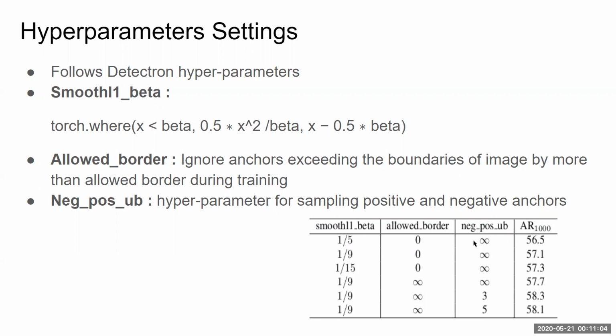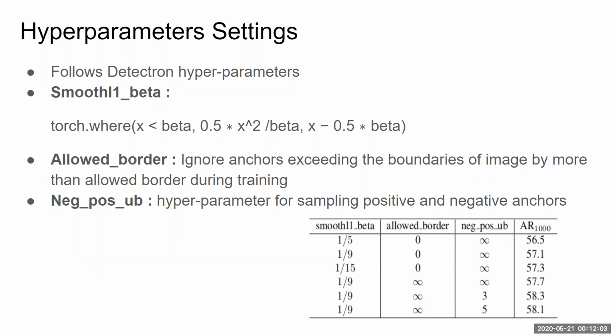For the other three parameters, number one is smooth L1 beta. It is the smooth L1 loss that is usually used in object detection for bounding box regressors. With smooth L1 loss, you have some threshold beta. If the absolute value of x is less than beta, the loss is L2 loss, otherwise L1 loss. The default value for this, as we can see in the table, is 1/9, and it gives an average recall of 57.1. What they found through their experiments was that if we reduce this further, say to 1/15, they see a performance increment from 57.1 to around 57.3.